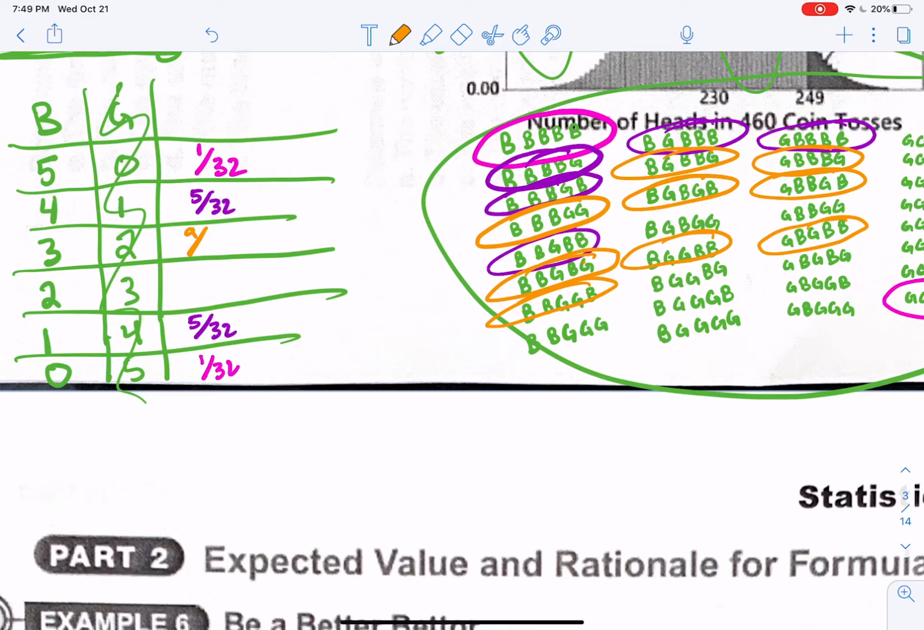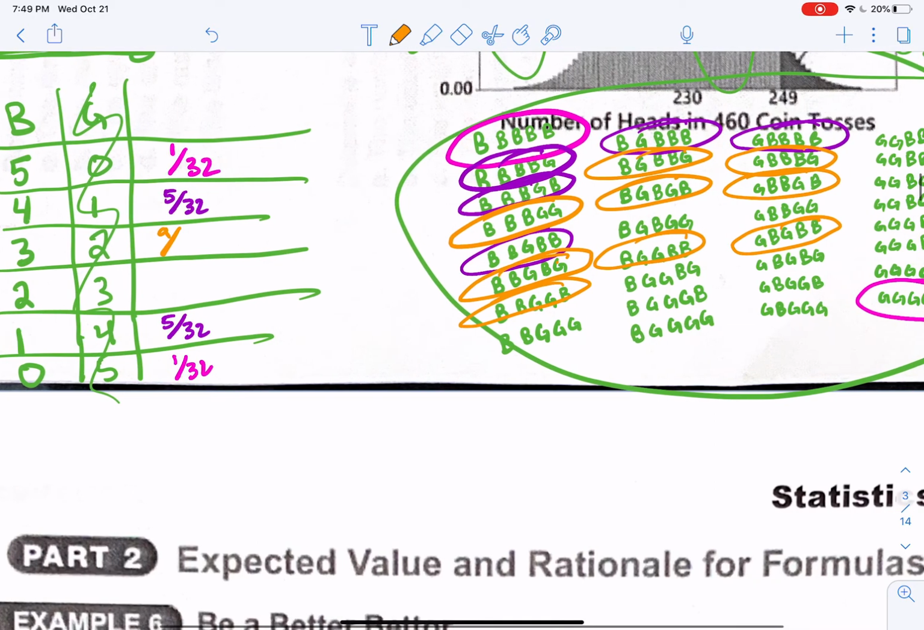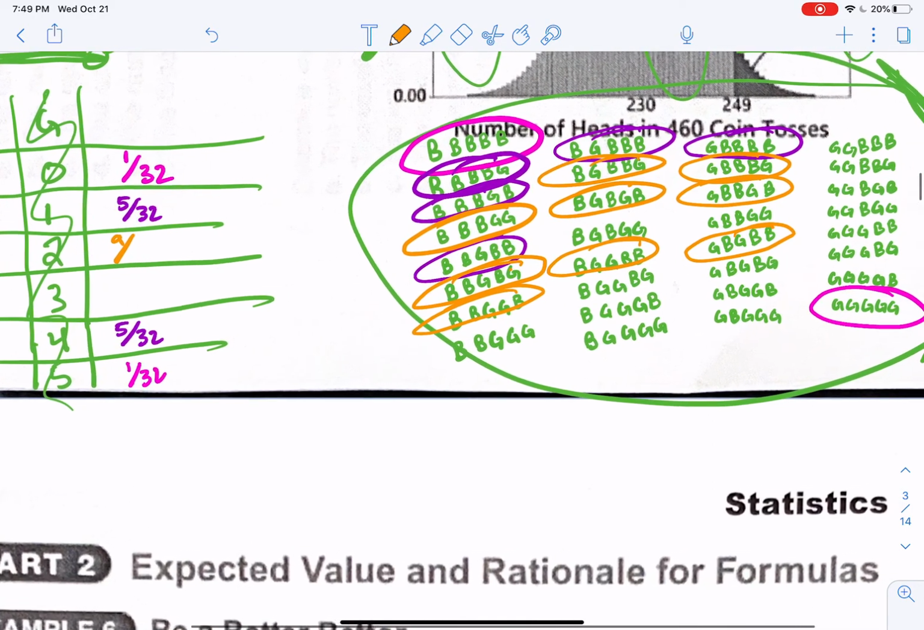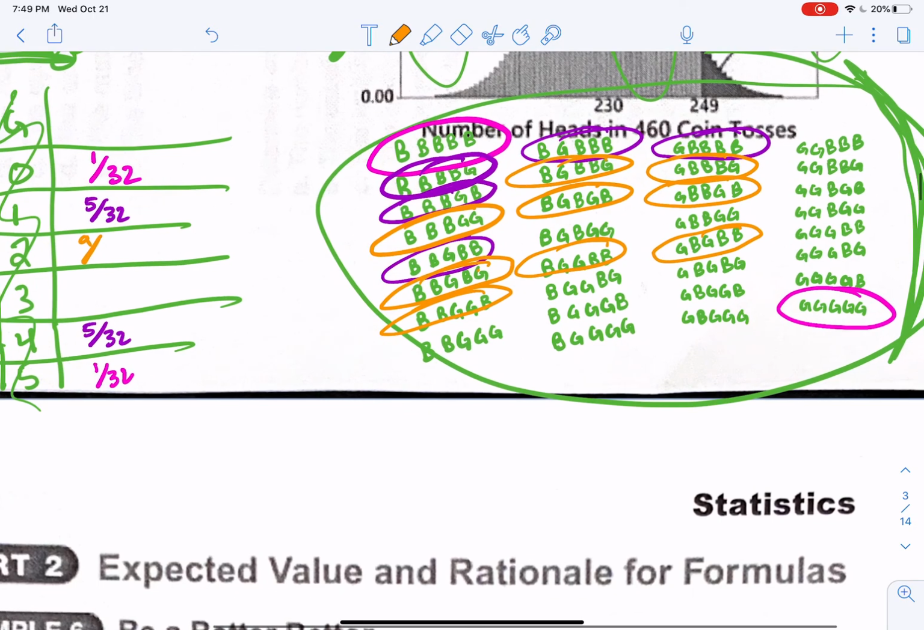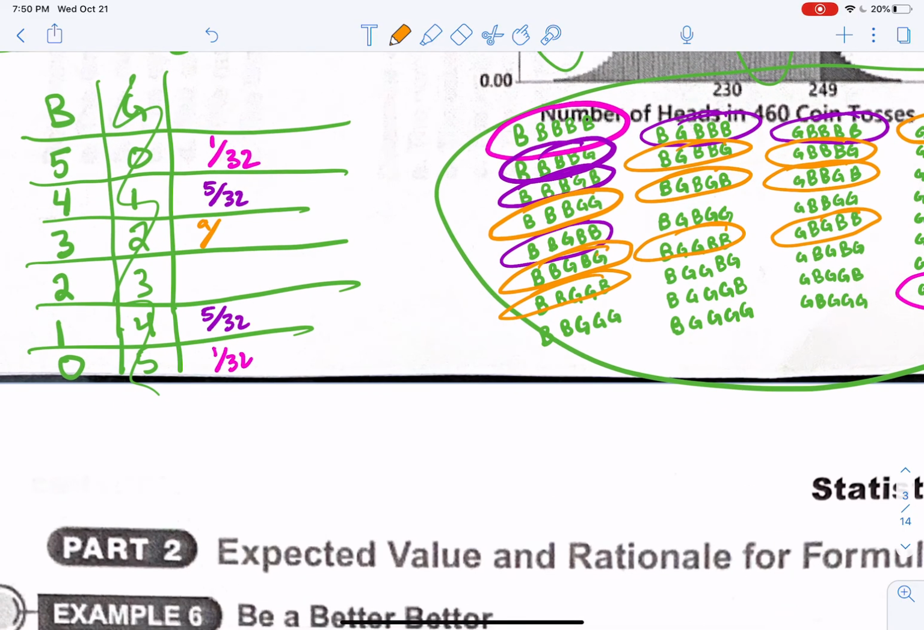3 boys, 3 boys. Where's my other 3 boys? Oh, right here. 3 boys. So there's 10. Here, I'll just go over top of it. 10 out of 32 combinations, there are 3 boys. Then there is 10 out of 32 combinations that will have 3 girls and 2 boys, okay? So this is my probability distribution.